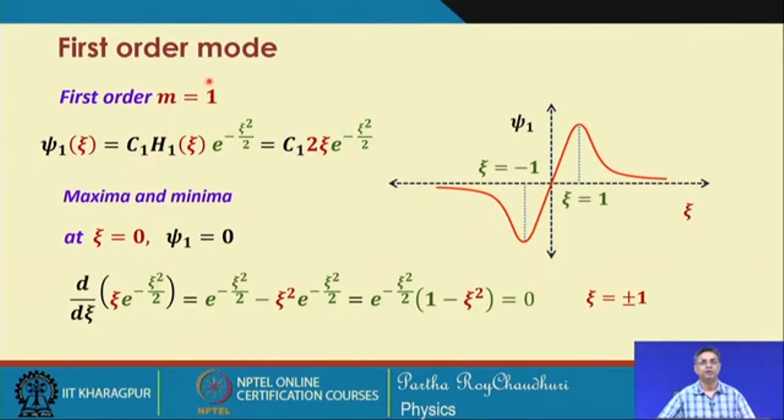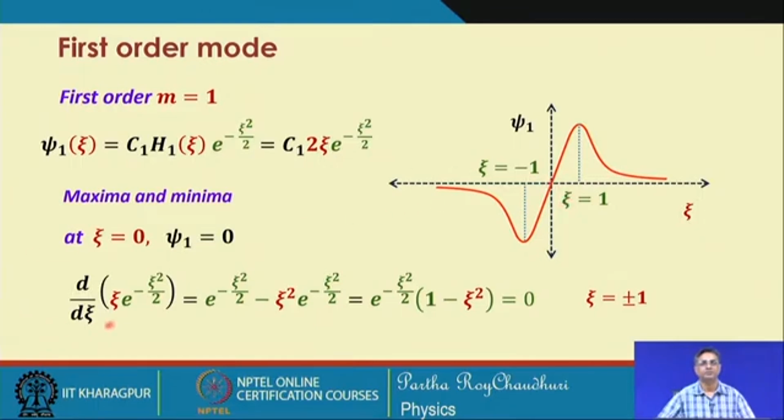Now, look at m equal to 1, then this polynomial takes this form. So, the wave function psi 1 will be represented by C_1 2 xi, because psi 1 of xi equal to 2 xi now. Now, we look for the maxima and minima of this. At xi equal to 0, this function psi 1 will become 0. So, this must be one point.